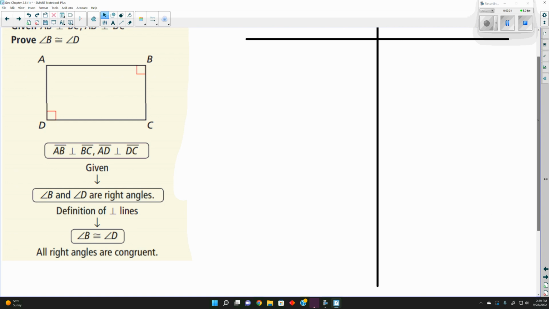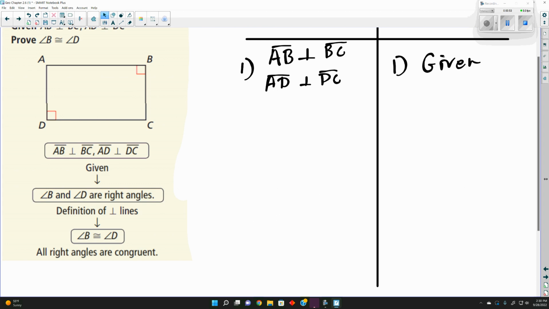So they told us that AB is perpendicular to BC. So we start off with AB is perpendicular to BC. We also know that AD is perpendicular to DC. And the reason we know this is it is the given. So really we just got that from right over here.